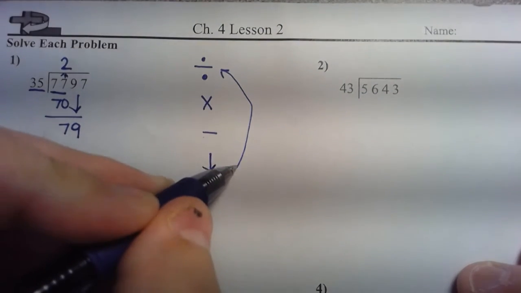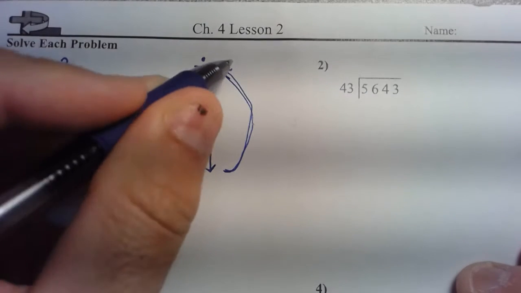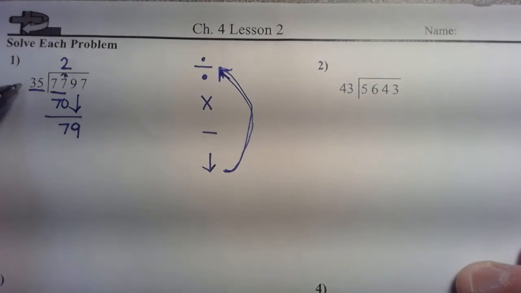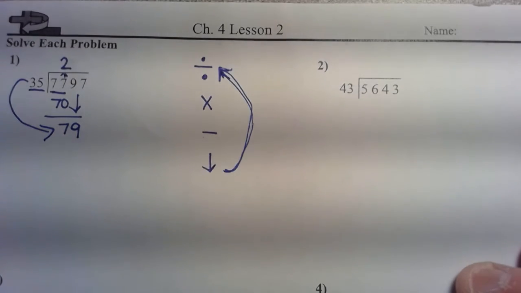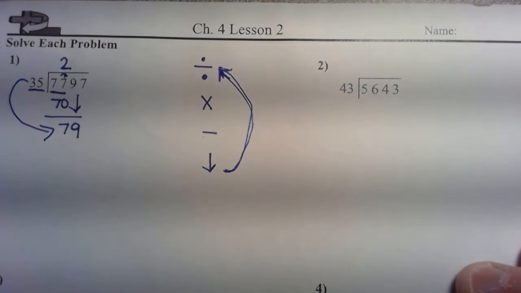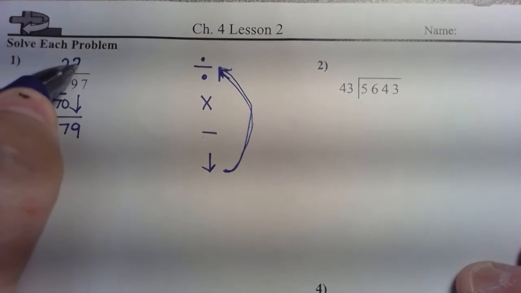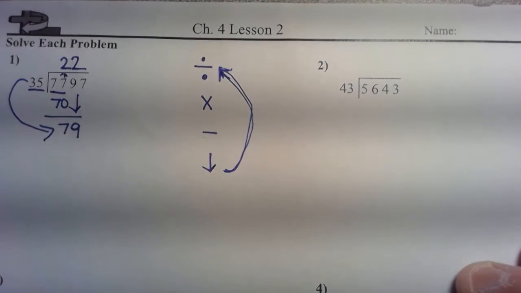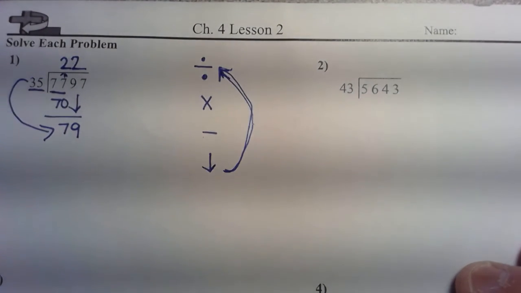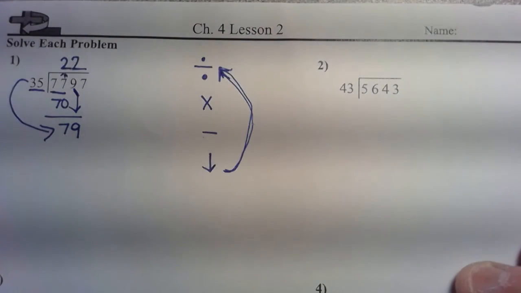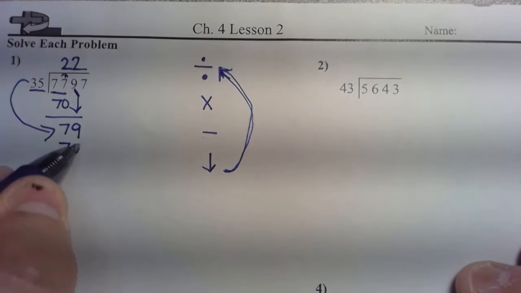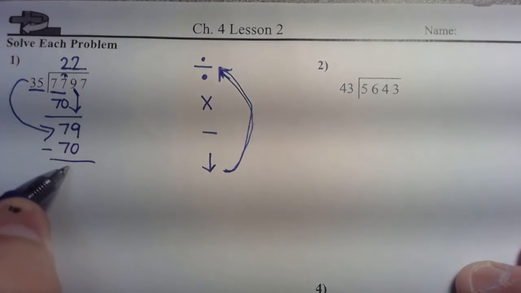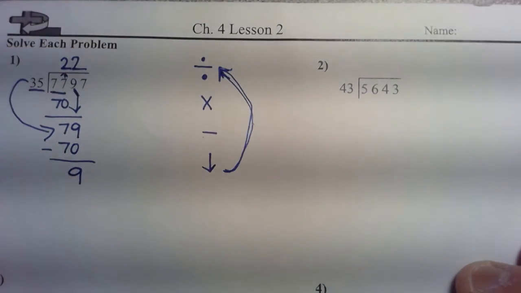So we brought down, so we're going to repeat now. Donovan, we're going to repeat. So now we say 35 goes into 79 how many times? Twice. We already decided that 3 times is way too much, so we're going to put a 2 right next to that 2. What's 35 times 2? 70. Now what do we do? Subtract. What do we get? 9. Now what's my last? 7.